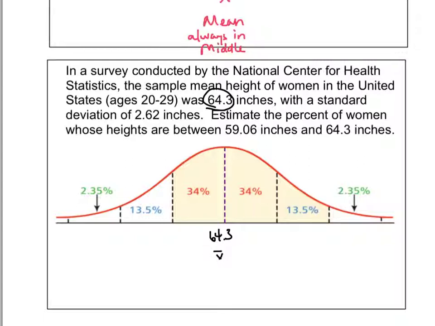Now, it says the standard deviation is 2.62. So what I'm going to do is take 2.62 and add it to 64.3. If I take 64.3 plus 2.62, I end up with 66.92. That's one standard deviation away on the positive end. If I subtract 2.62 from 64.3, that gives me 61.68.